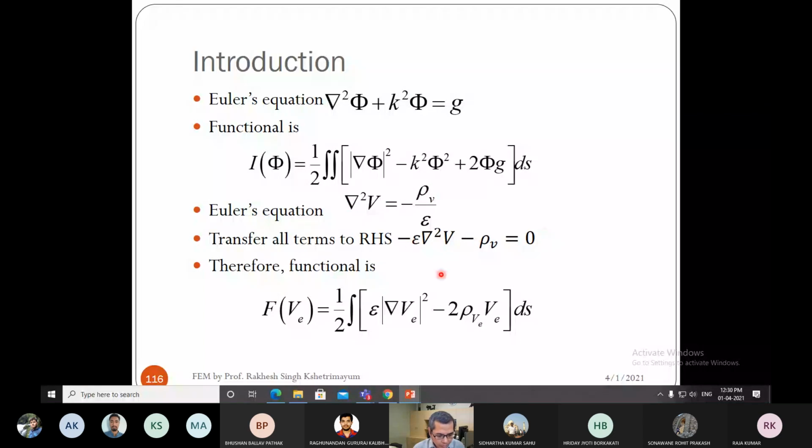So here, what we have is negative, so instead of 2 phi g, ours would be minus 2 phi rho B. Phi here is the voltage.